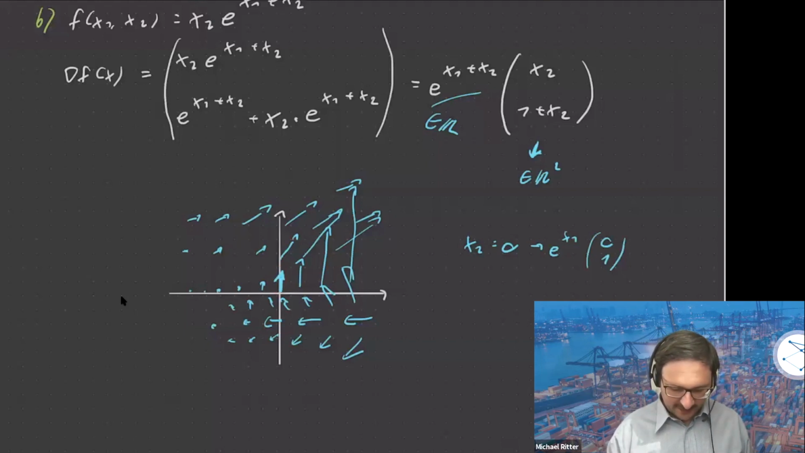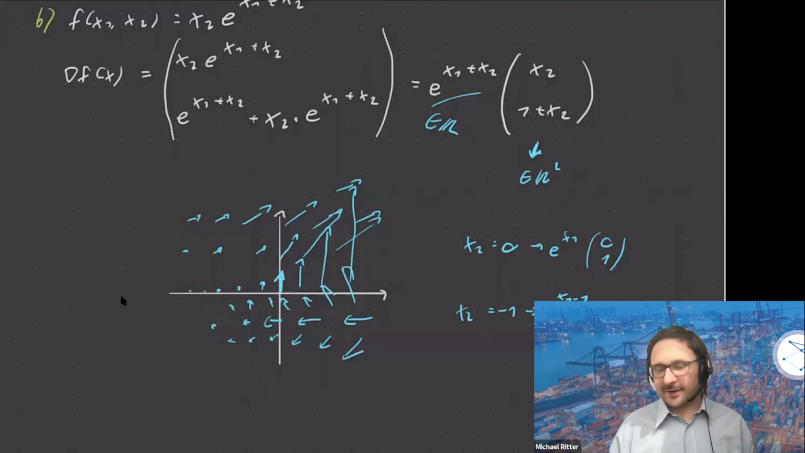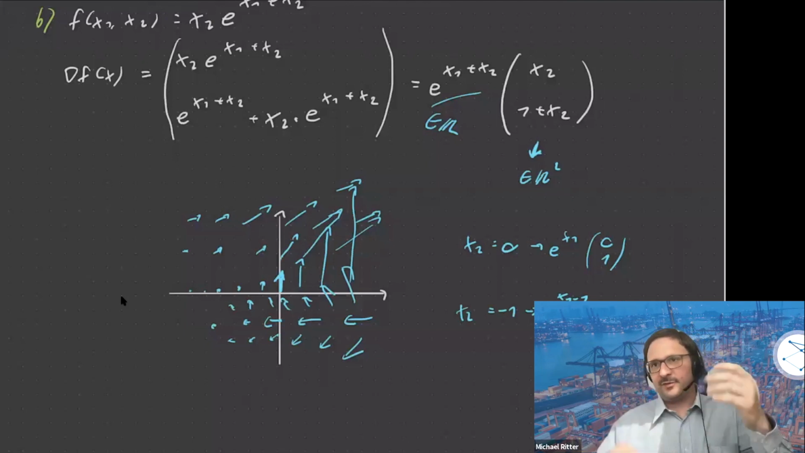For that line down here, I tried x2 equals -1. That will give me e to the x1 times (-1, 0). So this time the x1 direction is -1, the x2 direction is 0. That means we get vectors pointing this way. And we can just do this for a few more selected values and then see how the vectors behave.